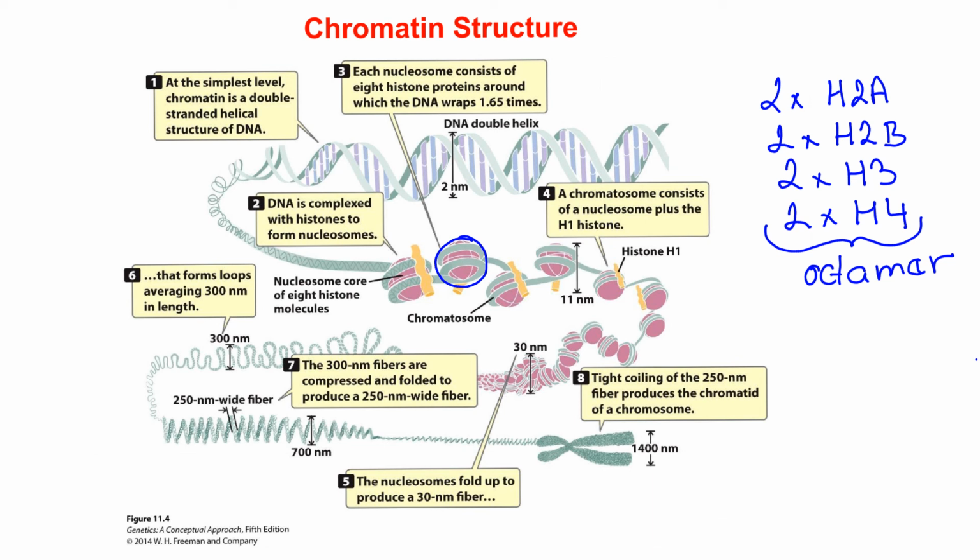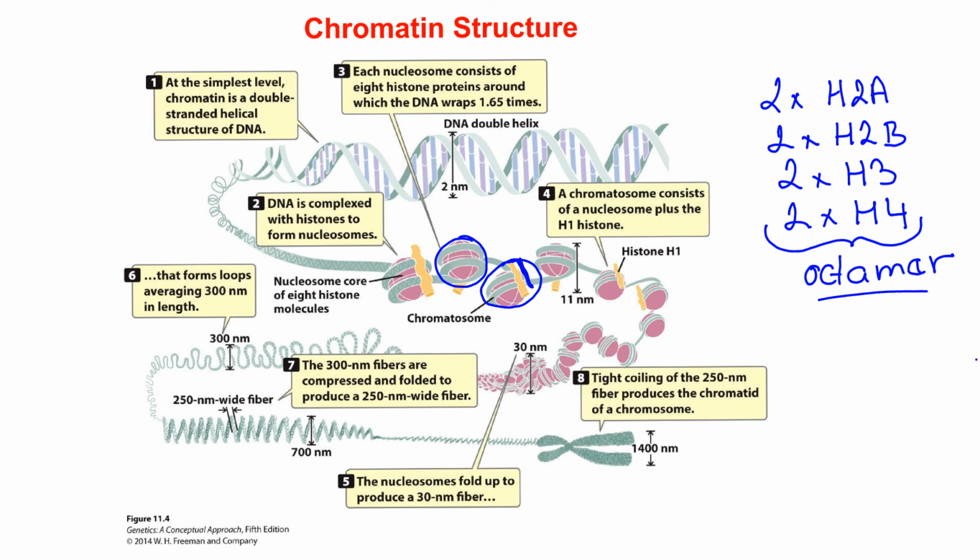The higher level of organization after the nucleosome is the chromatosome. What is a chromatosome? Chromatosome is a nucleosome which is stabilized by histone H1. So each chromatosome has an octamer with DNA wrapped around it and one H1 histone. H1 histone interacts with DNA at the site where it enters and exits the nucleosome and stabilizes the chromatosome. Chromatosomes fold up and produce a 30 nanometer fiber.